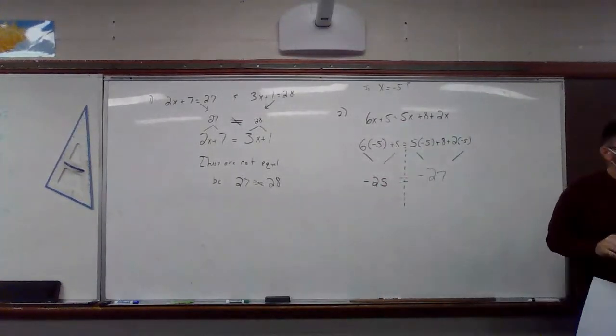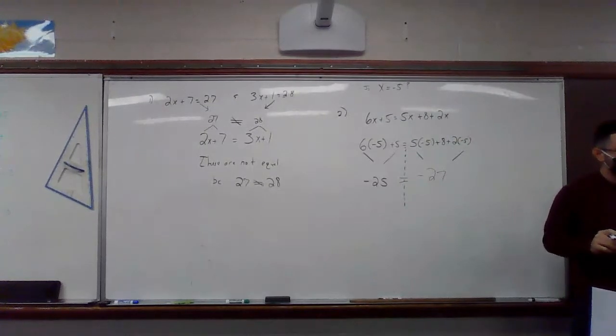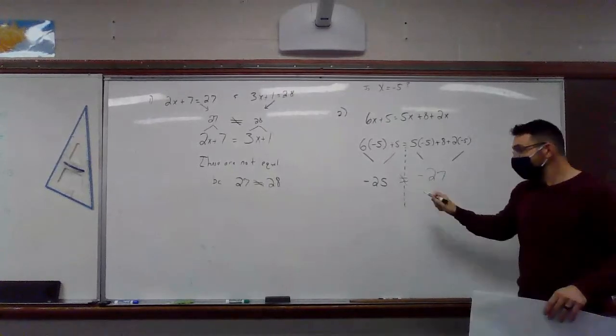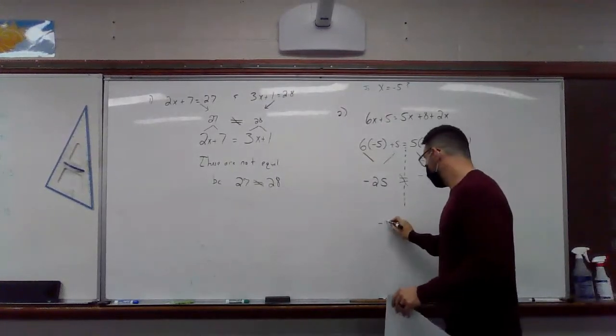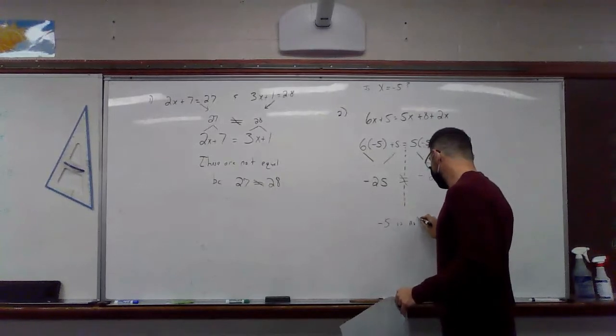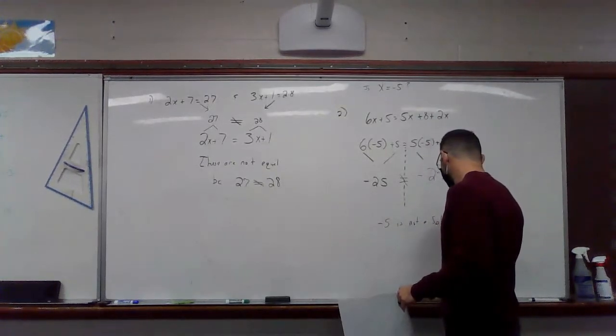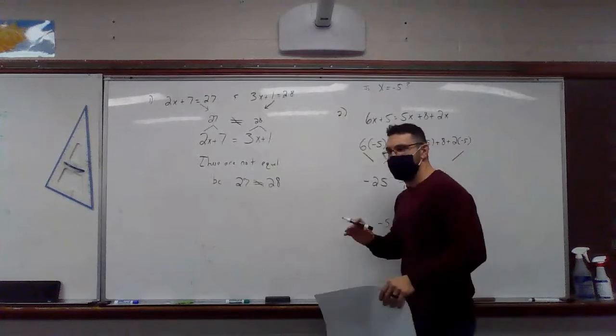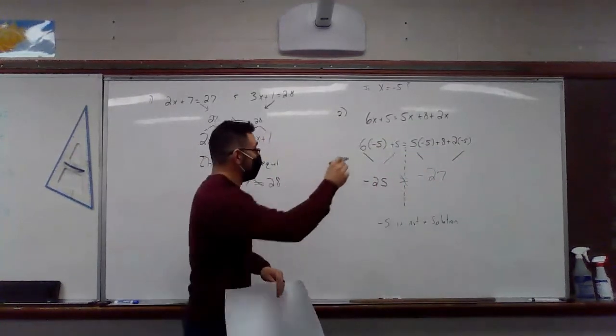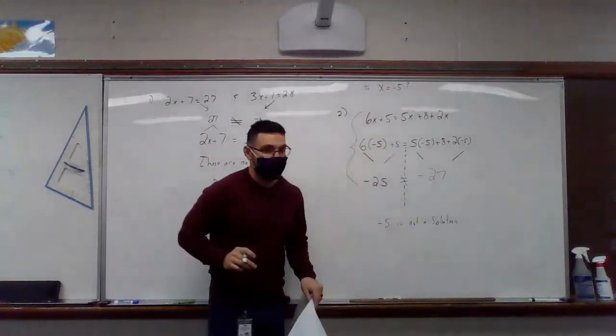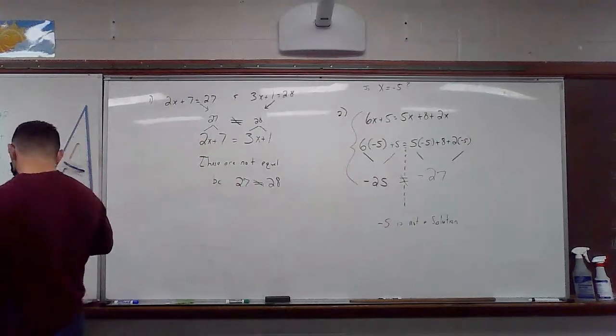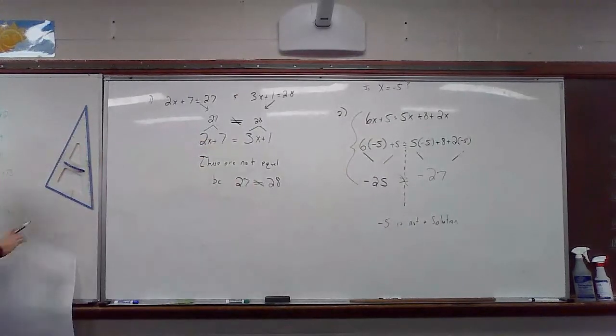Is x equals negative 5 a solution? McKenna, you're shaking your head no. Why? Because it's not equal to both sides. So negative 5 is not a solution. And notice how it says, hey, explain. This is the explanation here. Math is a universal language. That is the explanation. Everybody with me?